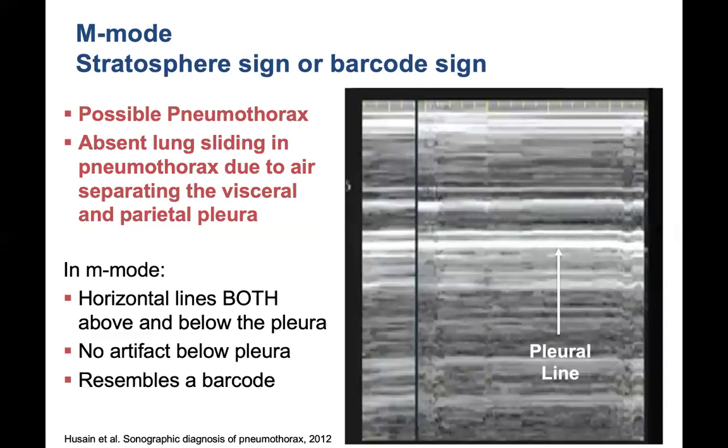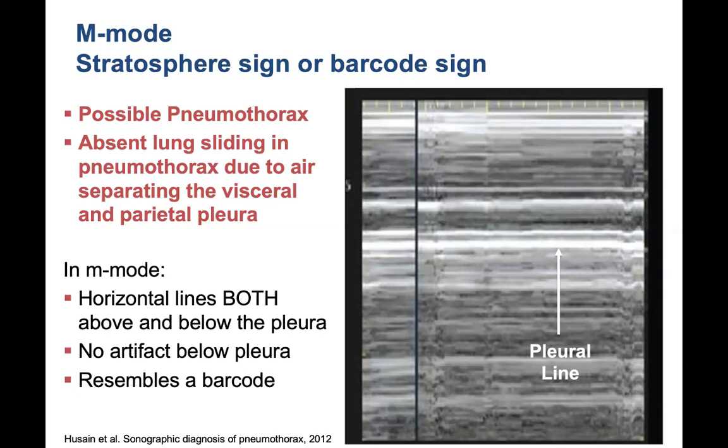On the other hand, if you put M mode or motion mode and you see the stratosphere sign or the barcode sign, where you see the straight lines both above and below the pleural line, this means that there's no lung sliding. And so this means possible pneumothorax. So this is absent lung sliding. If it's in a pneumothorax, it's due to air separating the visceral and parietal pleura. But again, anytime you have anything separating them, you will see no lung sliding. So it could be a bad pneumonia, it could be the patient just had a VAT, there could be other things that are separating those. But of course, in the right clinical context, pneumothorax is high on your differential.